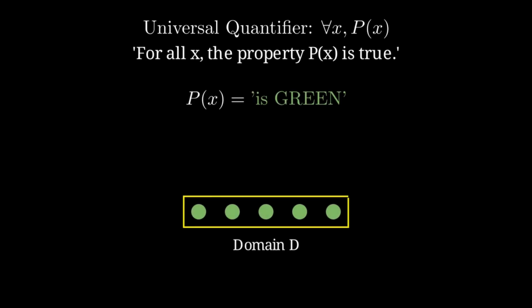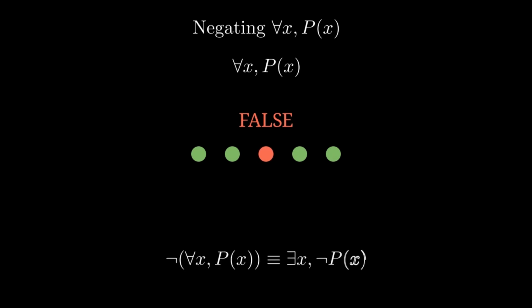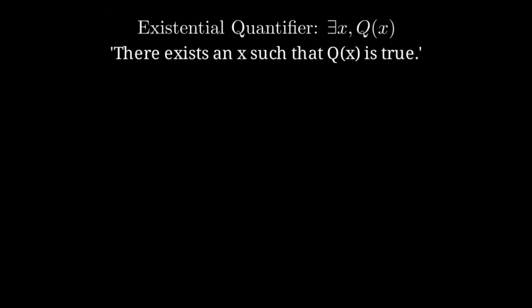Proof by contradiction is a powerful technique where we assume the opposite of what we want to prove, then show this leads to a logical contradiction. A classic example is proving that the square root of 2 is irrational. We assume it's rational, express it as a fraction in lowest terms, and show this leads to both numerator and denominator being even, contradicting our assumption that they have no common factors.